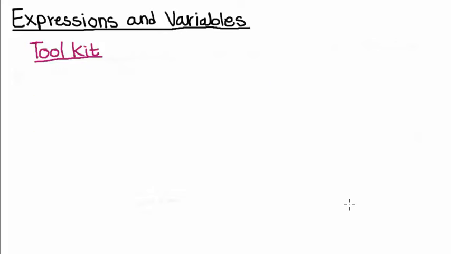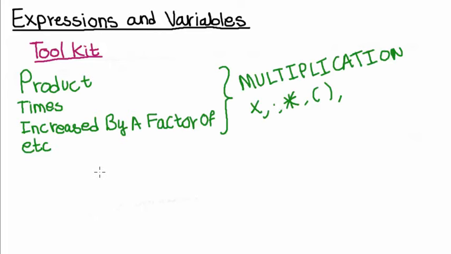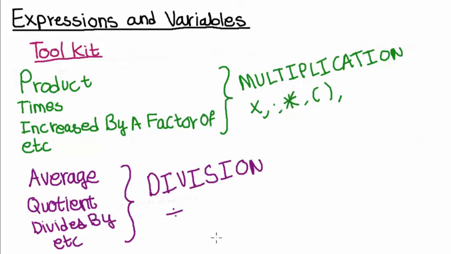If you ever hear the words product, times, increased by a factor of, or anything to that extent, think about the operation multiplication. And lastly, if you hear the words average, quotient, divided by, etc., think about the division operation. Now in the last part of this video, I would like to go over a few examples in which we convert variable expressions into word phrases and a couple examples in which we convert word phrases into a variable expression.